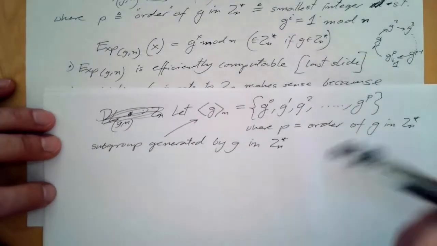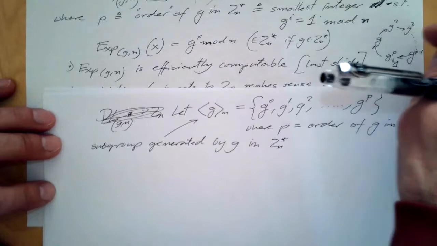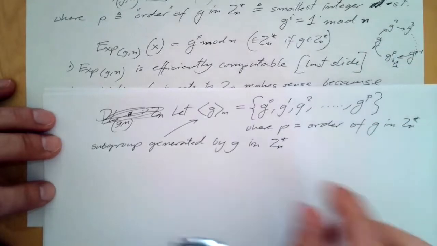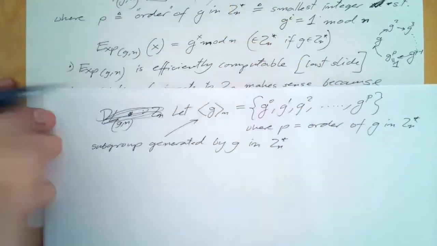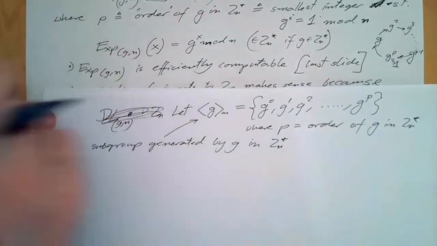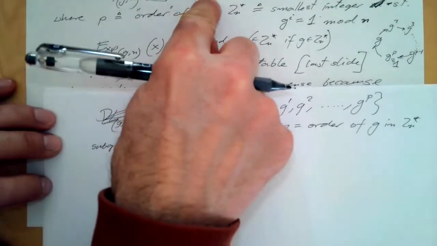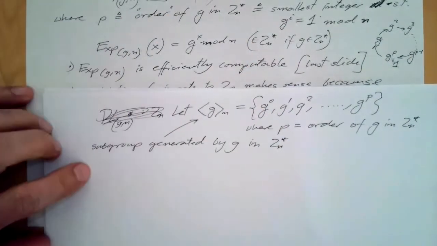When you just look at these kinds of products, g squared, g cubed, g fourth, and so forth, are you actually going to cover all of these moduli? For some choices of g, no. For some choices, yes. For some, it depends. You will see.